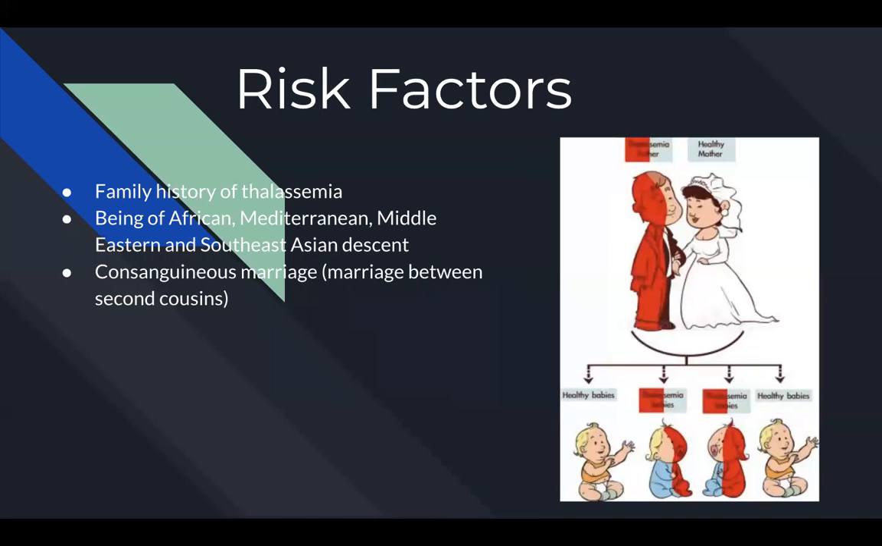The risk factors for thalassemia are mainly a family history of thalassemia, and some people, especially those of African descent, Mediterranean, Middle Eastern, or South Asian, are more at risk of having thalassemia. It also says consanguineous marriage, that means marriage between cousins, so we classify it as family history of thalassemia. Next, please.